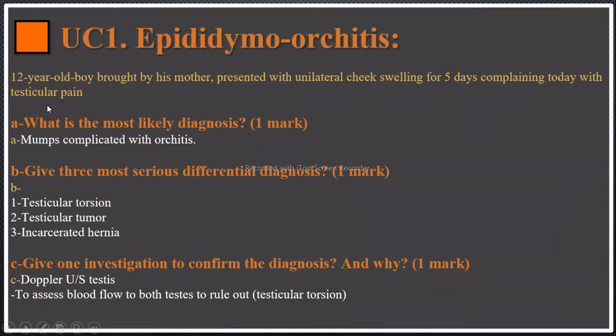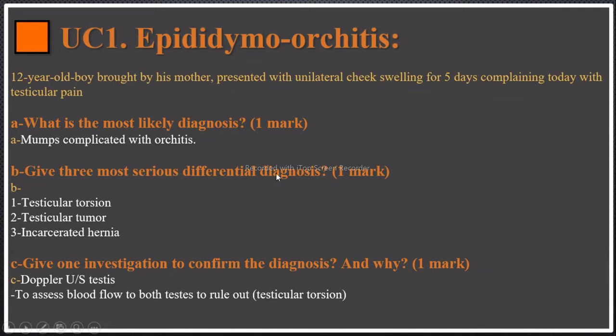For example, if they give you a 12-year-old patient brought by his mother, presenting with unilateral cheek swelling, what does cheek swelling mean? Mumps. Five days on, he is complaining today of testicular pain. What is the most likely diagnosis? Mumps complicated with orchitis.